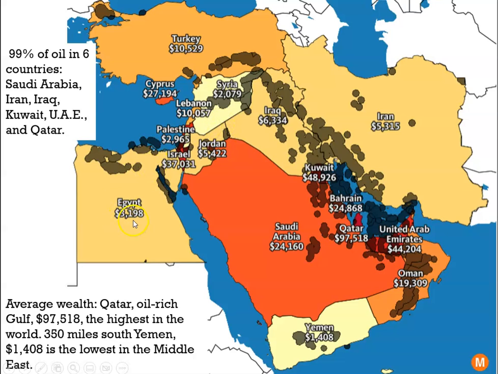Egypt, a little over $3,000. Iran, a little over $5,000. Iraq, a little over $6,000. Syria, just a little over $2,000. So you can see there's a lot of poverty in the Middle East. But there are some areas that are extremely wealthy. So sometimes we tend to think everyone in the Middle East has oil and everyone in the Middle East has wealth. That's simply not true.